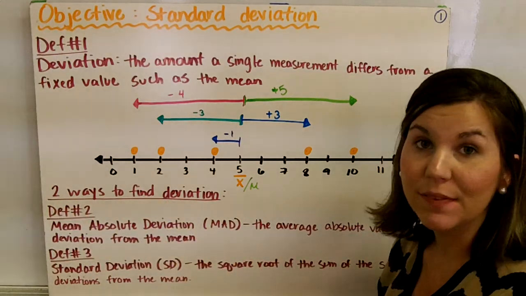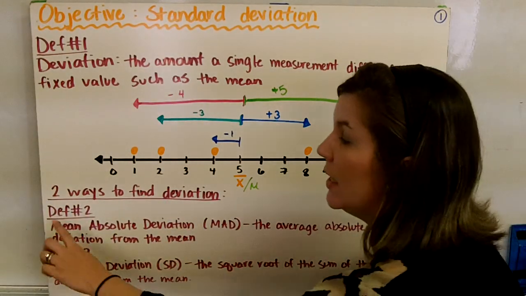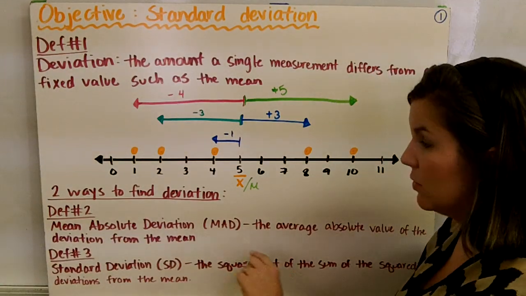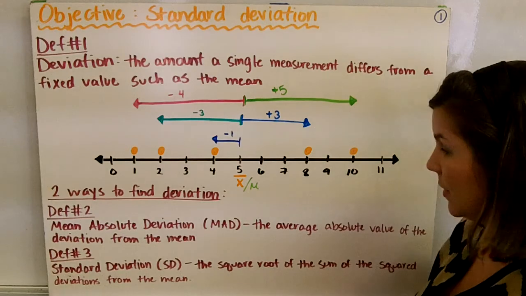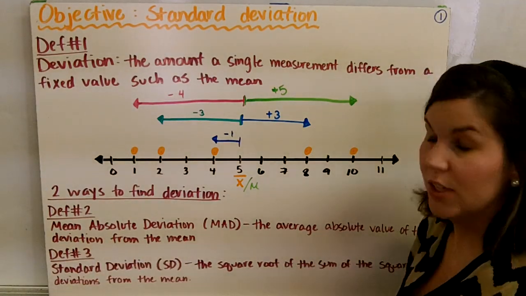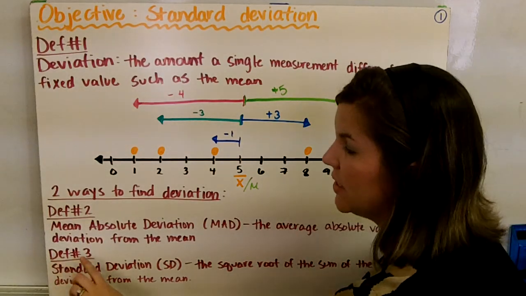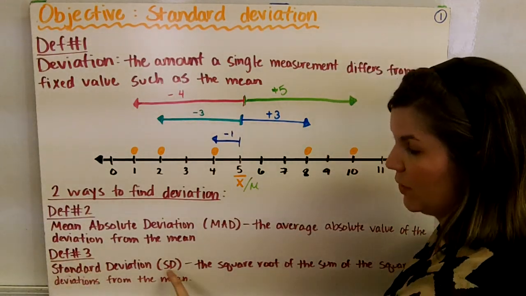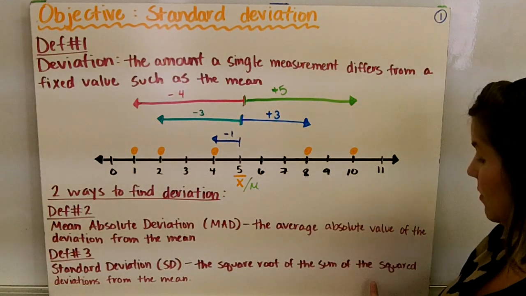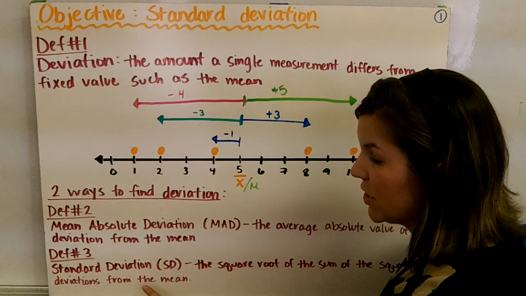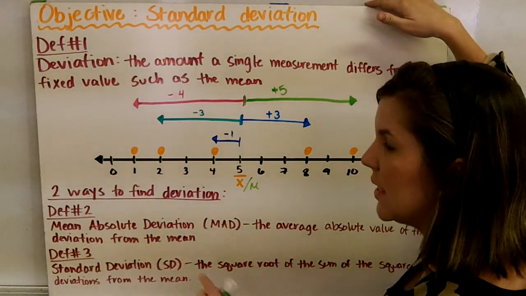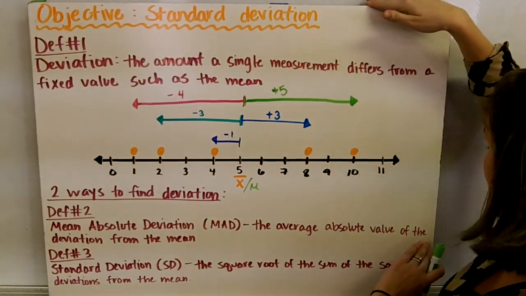There are 2 ways to calculate deviation. Definition number 2, mean absolute deviation, which we abbreviate MAD, is the average absolute value of the deviation from the mean. And definition number 3, standard deviation, which we can abbreviate SD, is the square root of the sum of the squared deviations from the mean. So I'm going to show you how to calculate both of these, and you've probably seen mean absolute deviation before.